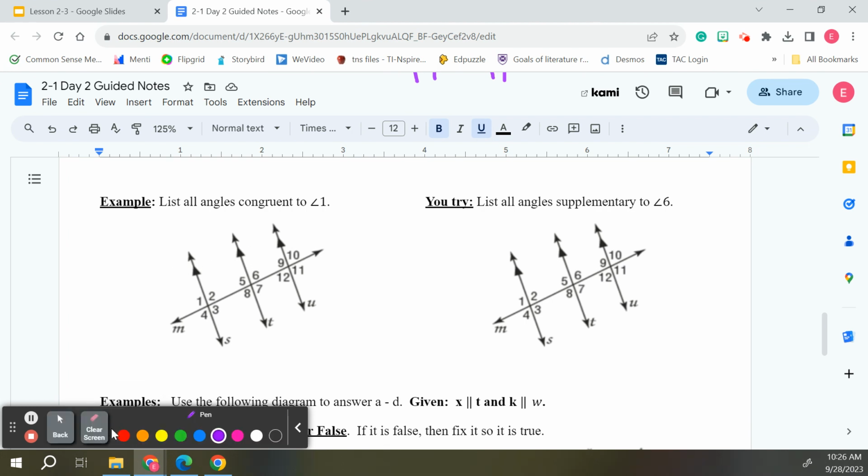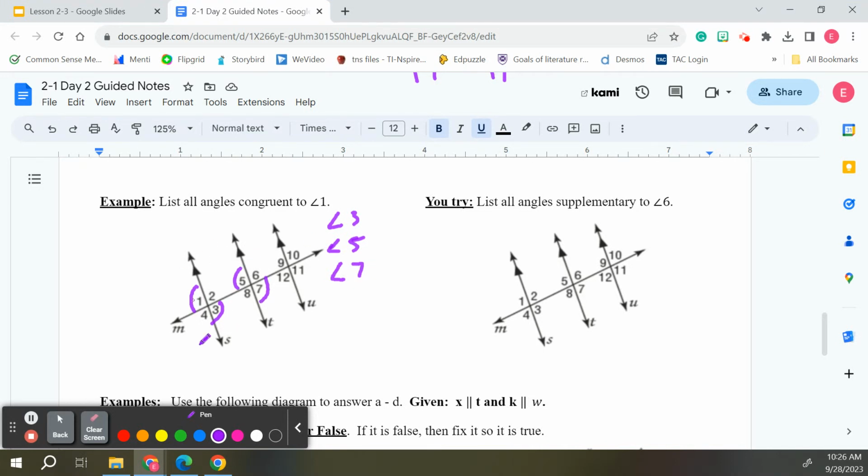So they're asking you to list all angles congruent to 1. So here is angle 1. Now I know angle 3 is going to be congruent by the vertical angles theorem. So that's the first one. Now if I look at corresponding angles, I see that 1 and 5 would be congruent by corresponding angles. So 5 would also be congruent. And then 3 and 7 would also be congruent by corresponding angles.